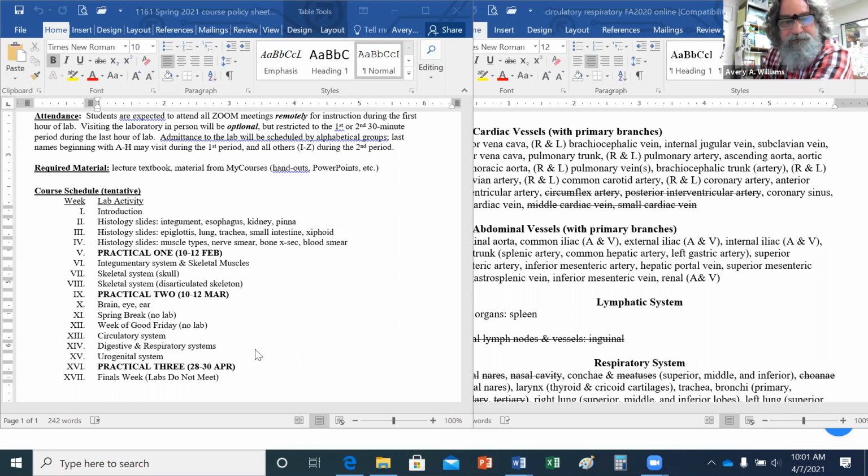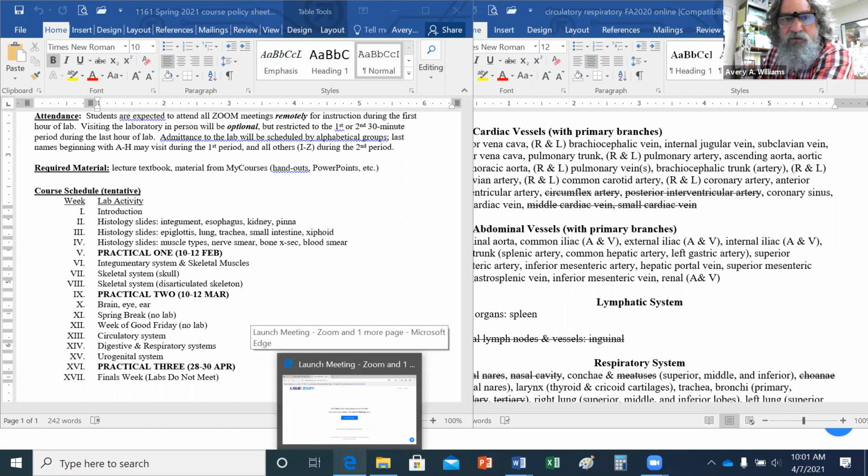So how are we going to do this? Well, basically the same way we did the brain, the eye, and ear lab. I'll do a split screen where you can see the pictures and then the handout. Remember the handout.